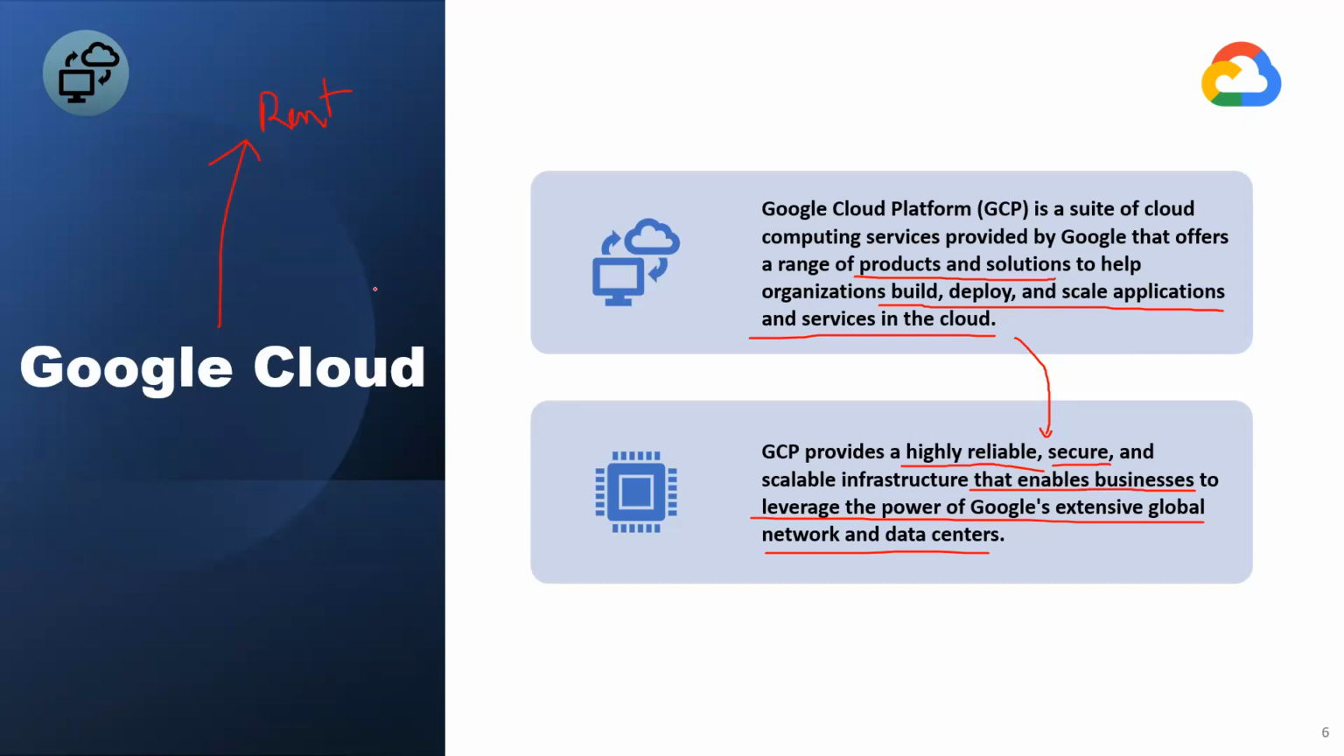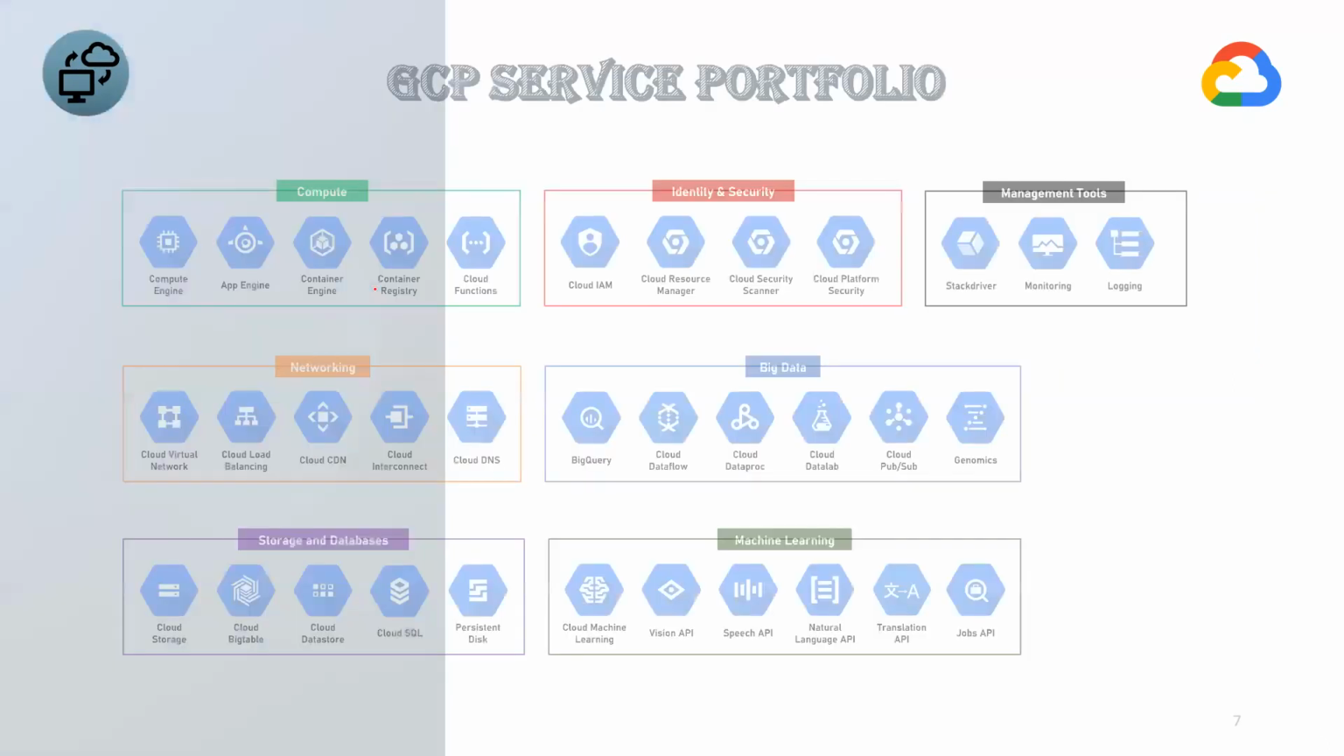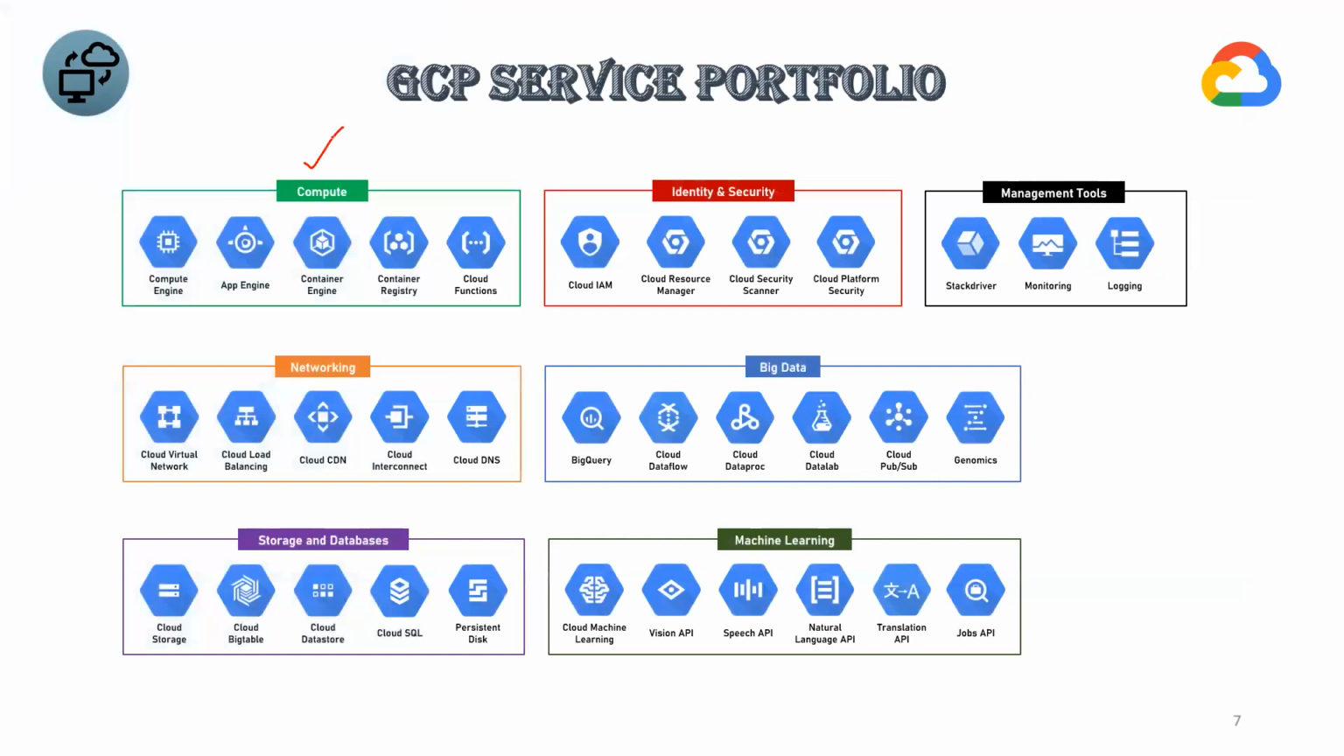So that is what Google Cloud Platform is, sir. Google Cloud Platform provides you plenty of services. It provides you cloud computing services, identity and security services, management tools, networking tools, big data tools, storage and database services, and machine learning services. I might have given you only a small set, guys. Sorry, more than 2000 products and solutions are available in the Google Cloud Platform.